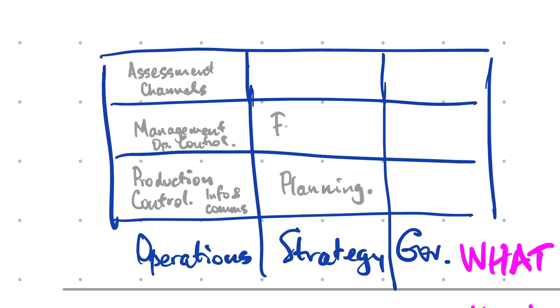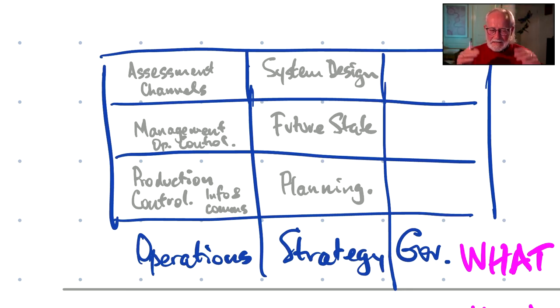Equally, there's some concern about the future state, because too often there's not enough thinking done outside of the current constraints. So it's how one actually thinks beyond the system that you're actually in. And then there is the overall system design, so that you're maintaining a perspective of the changing state of the organization, as if it were a system in its own right.